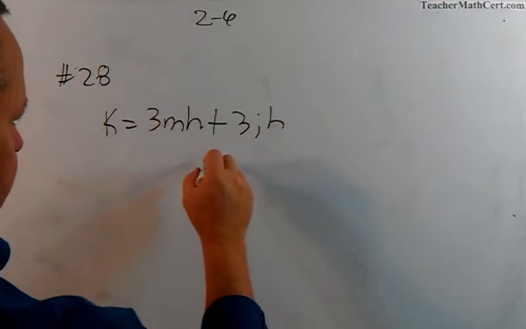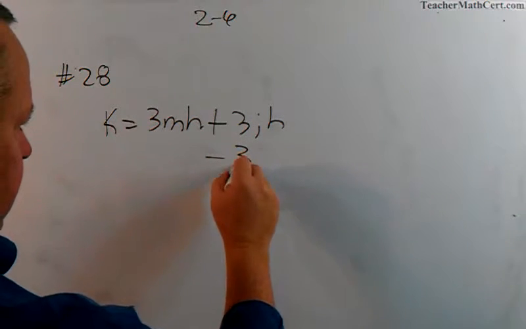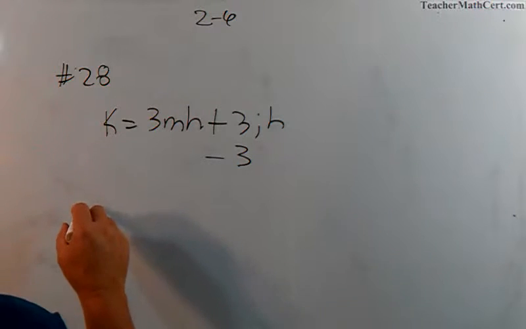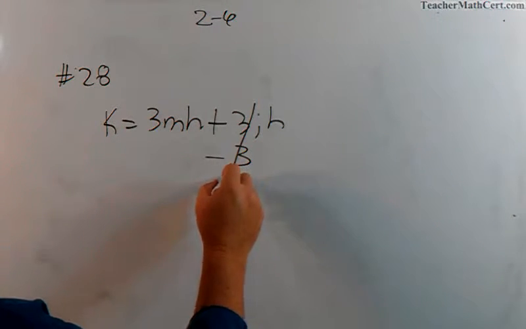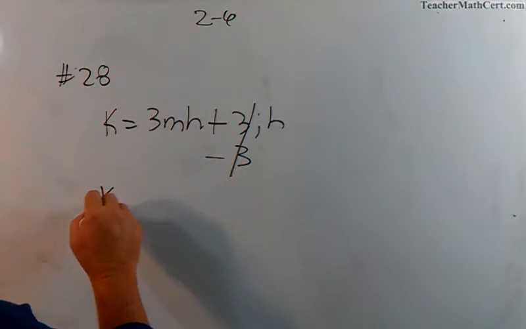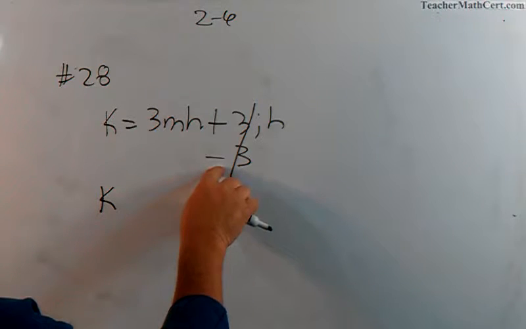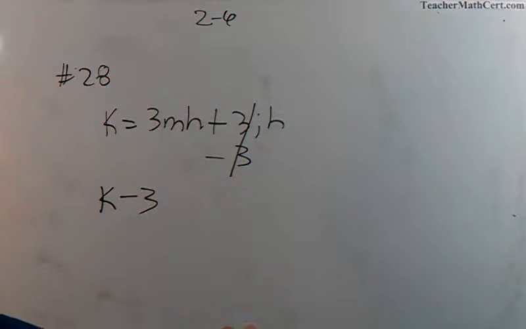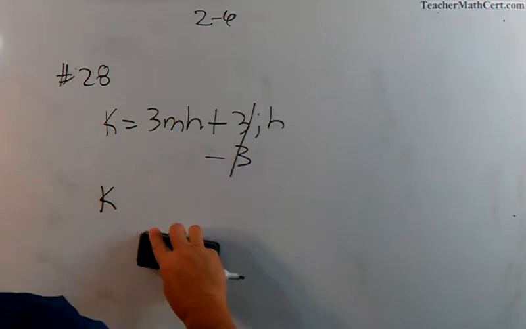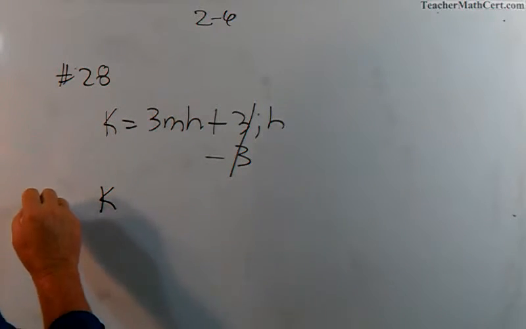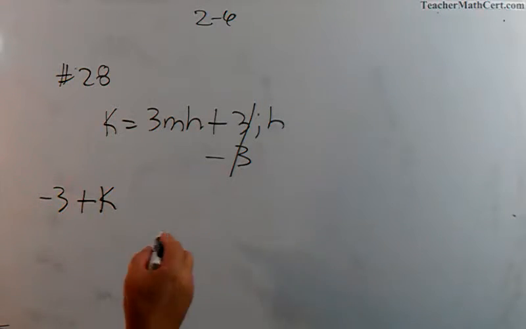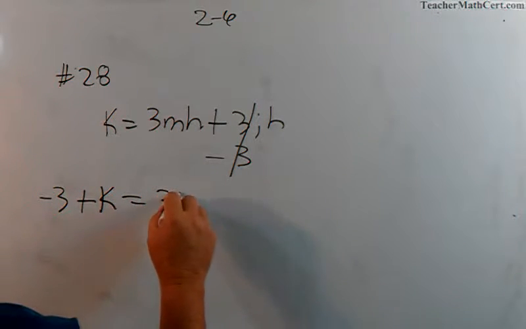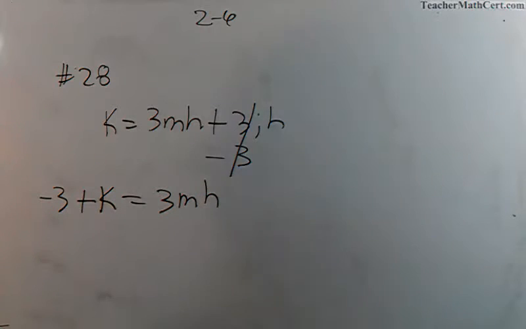Okay, my bad. First thing we want to do is get rid of the 3, right? So we subtract 3. These 3's cancel, they go to 0, right? So we got K, but we subtracted 3 on this side, so we have to subtract 3 on this side. We can either write it like this, negative 3, or we can write it like this, negative 3 plus K, it doesn't matter, is equal to 3mh, right?